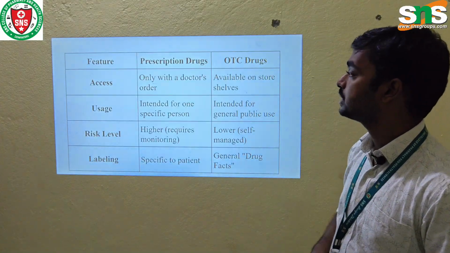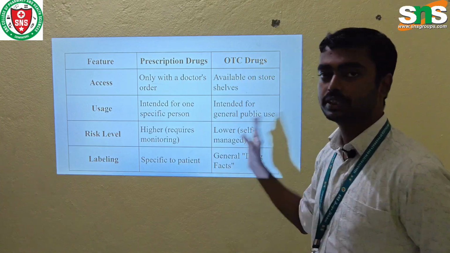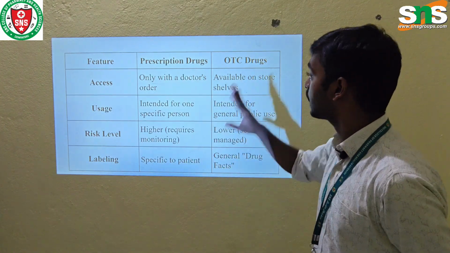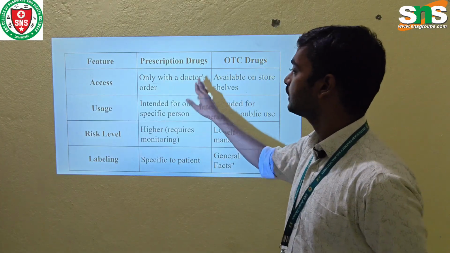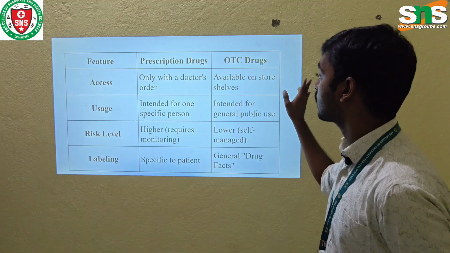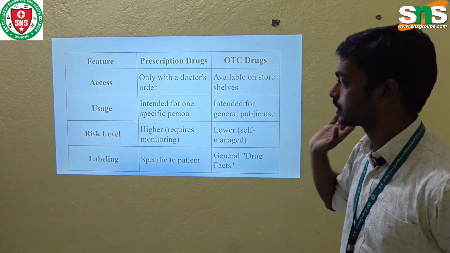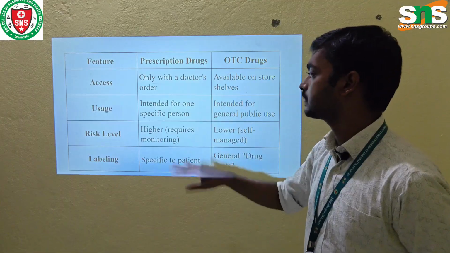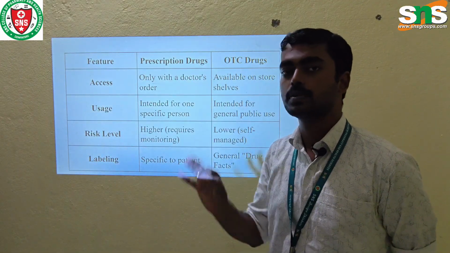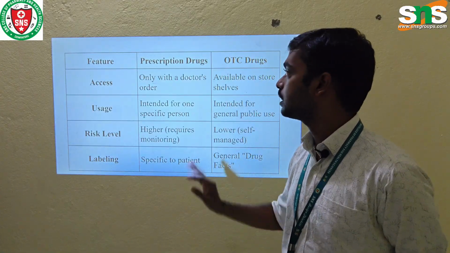Next, the difference between prescription drugs and OTC drugs. Here I have mentioned a simple table. Regarding access, prescription drugs can only be bought with a doctor's prescription, but OTC drugs are available in stores on the shelves. Regarding usage intent, a prescribed drug is for one specific person. In the prescription there is a name, age and date.